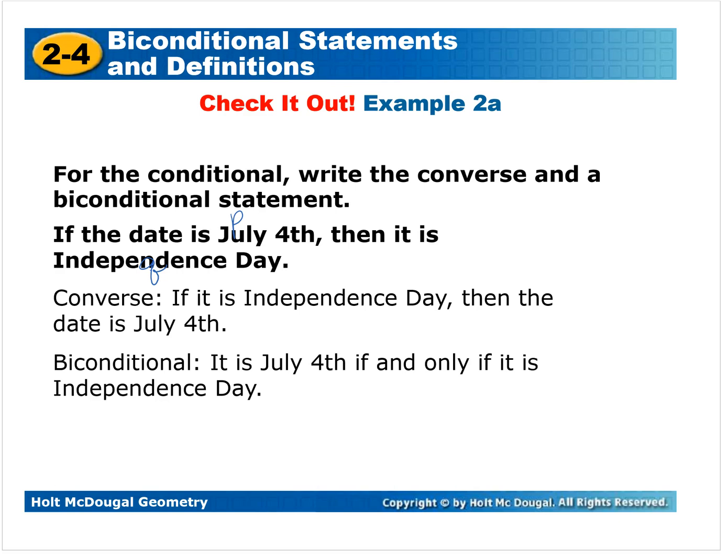Okay. The biconditional, you could take the original and take out the if and the then, just those two words, the if and the then, and put in the middle if and only if. If you want to write this or if you want to write this, they all mean the same thing. Okay, you choose what you want to write. It means the same thing.